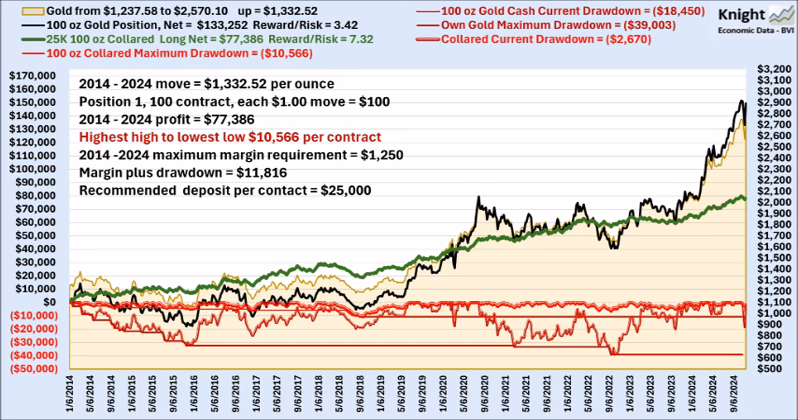Now let's look at the return on risk during the same period trading the same 100-ounce contract using a weekly 515 collar. Collars are all about objective risk control on every trade and for the duration of every trading period. In this example, trading long only using a weekly 515 collar, it reduces the highest high to lowest low drawdown from $39,003 trading without collars to $10,566 when you're trading with a 515 collar.